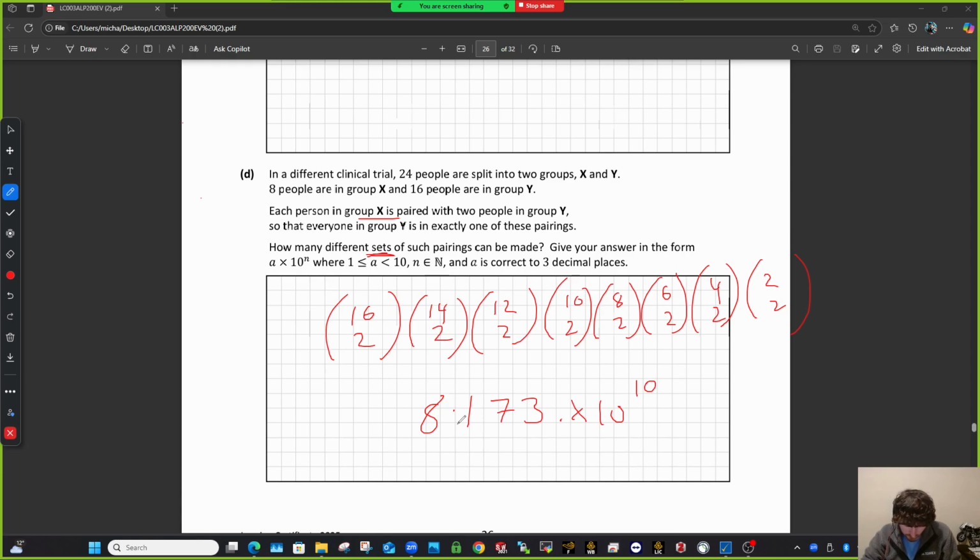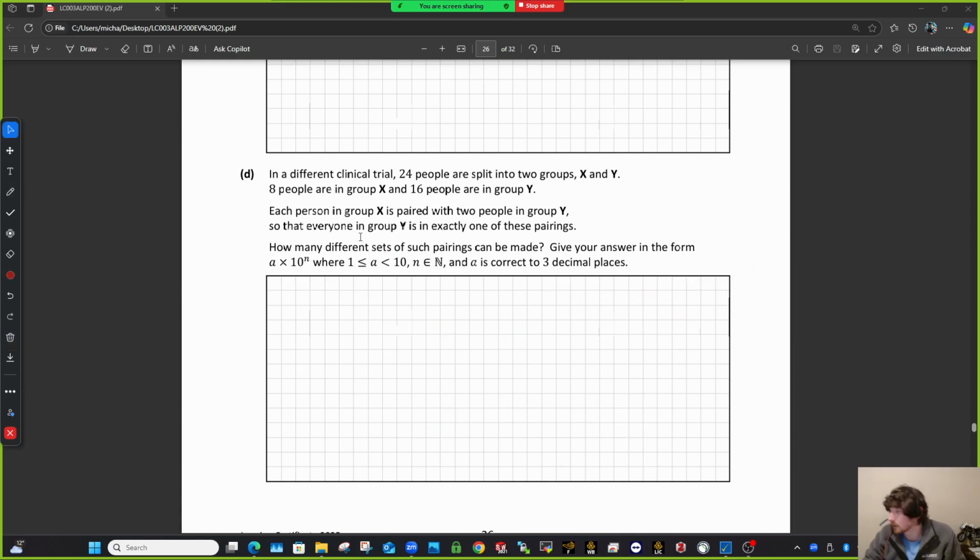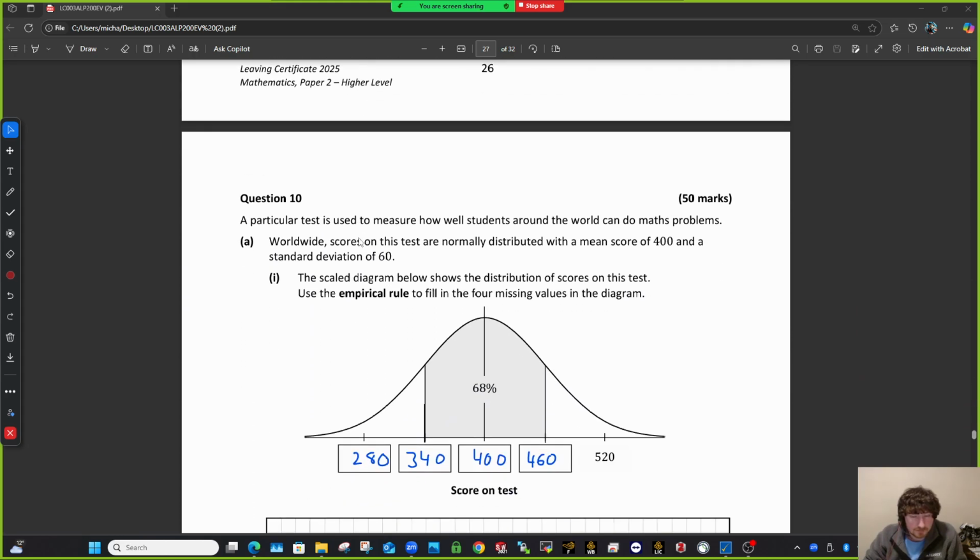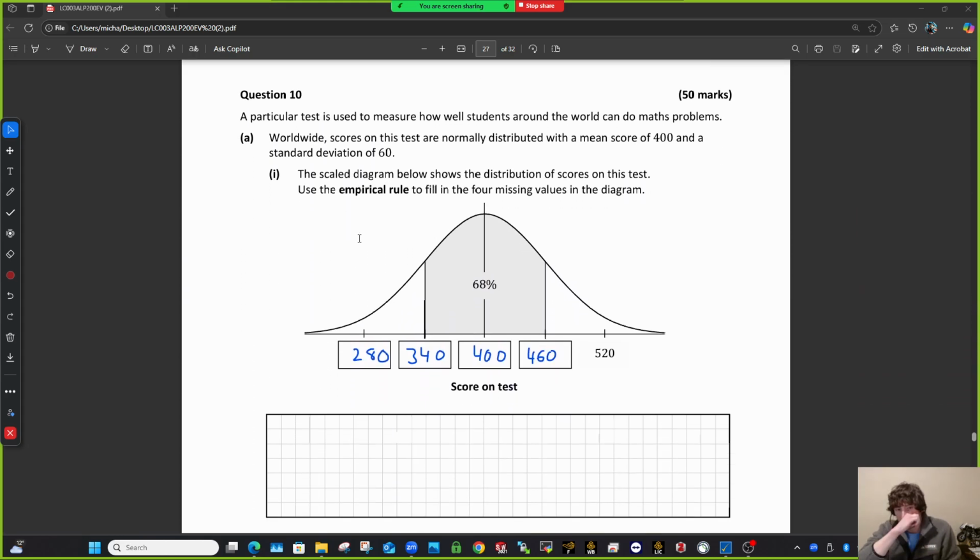16 factorial over 2 to the power of 8. Yeah, that number. So I'll do it again. Stupid question. So here we go. This was nice.